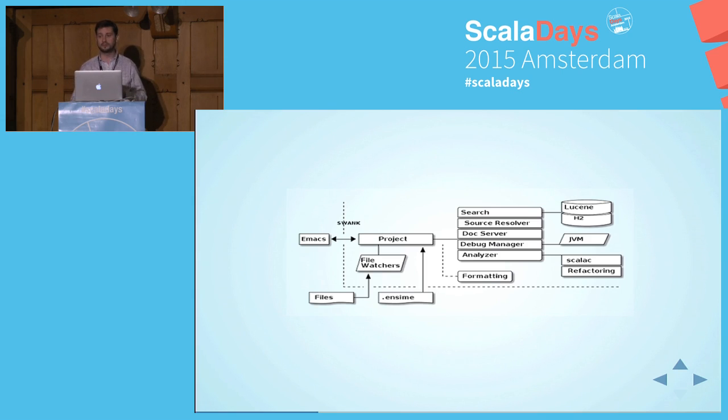The doc server, which is hosting up the Java docs. It knows which documentation you want, hosts it up over Spray. A debug manager, didn't show that in the demo, but we do actually have debugging support, and we have to manage the state of the JVM. That's the component that manages that. But the most important bit is the analyzer component, and this is really just a front end that sits on top of the presentation compiler.